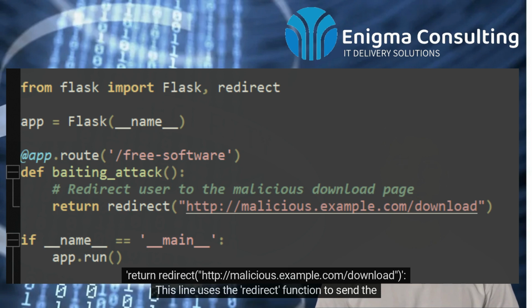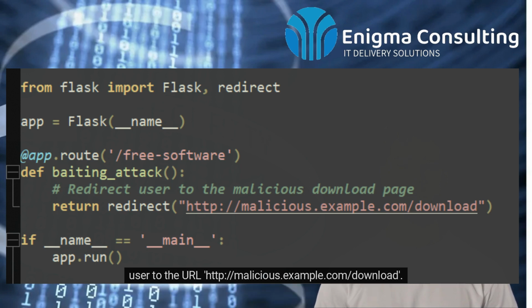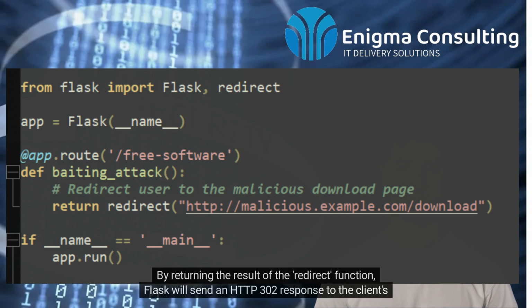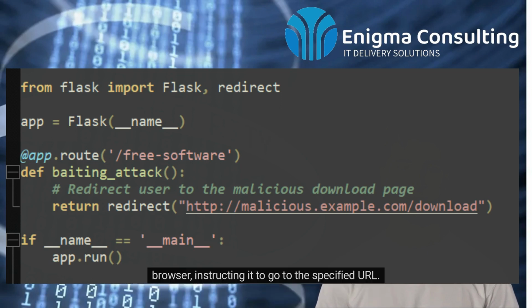return redirect('http://malicious.example.com/download'). This line uses the redirect function to send the user to the URL http://malicious.example.com/download. The URL would presumably be a malicious download page, as indicated in the comment. By returning the result of the redirect function, Flask will send an HTTP 302 response to the client's browser, instructing it to go to the specified URL.